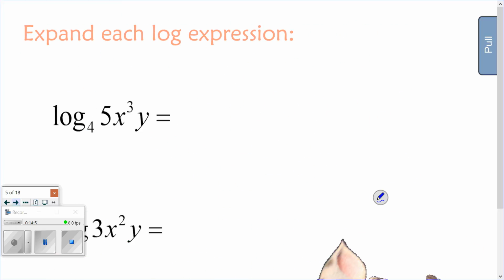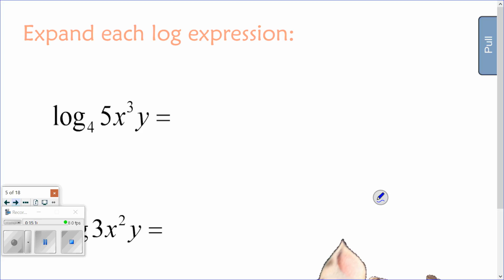All right. So let's get some practice expanding now. We're going to kind of just work back and forth, expanding them, condensing them, expanding them, condensing them, getting practice. This one got a little harder. Log base 4 of 5x cubed y.